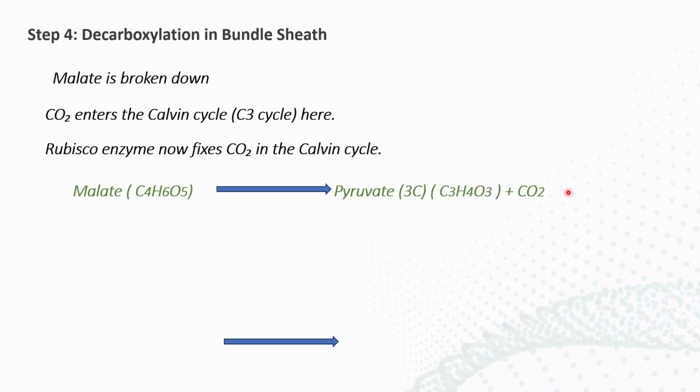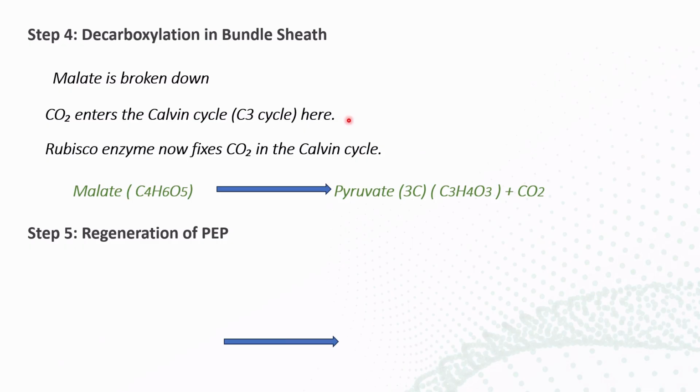In that, carbon and oxygen combine to form carbon dioxide, which enters the C3 cycle in the bundle sheath cells. Okay, so this overall process takes place in the C4 pathway in the fourth step. If we move on to the next step, that is nothing but regeneration. The regeneration of PEP means how the PEP is formed again.